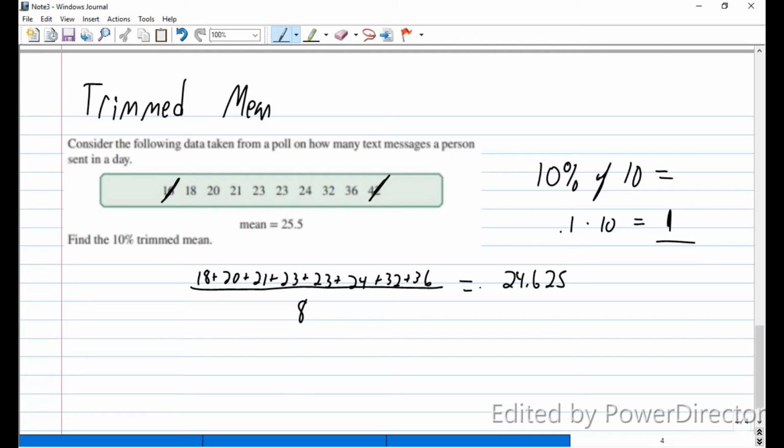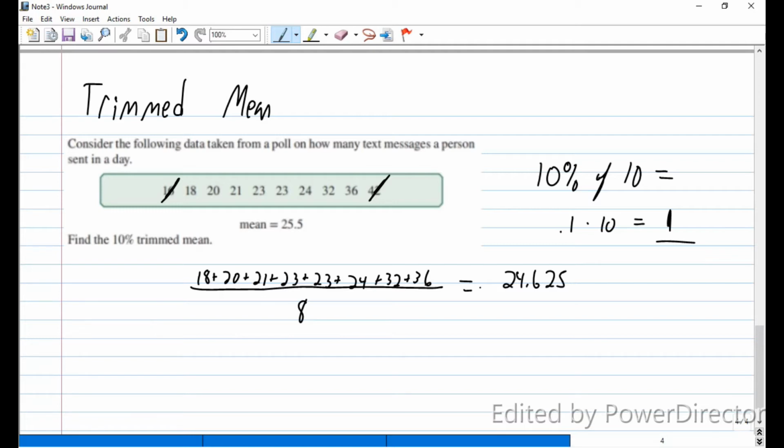The next slide says if there would have been 100 data items, and we did a 10% trim mean, then that would be 10. So you take off the 10 largest and 10 smallest. What about a 20% trim mean if it would have been 100? You take off the 20 largest and the 20 smallest.